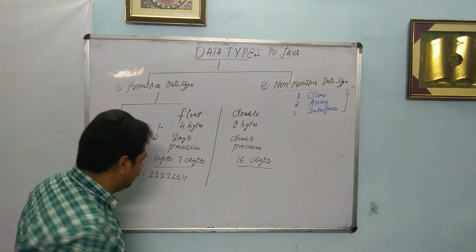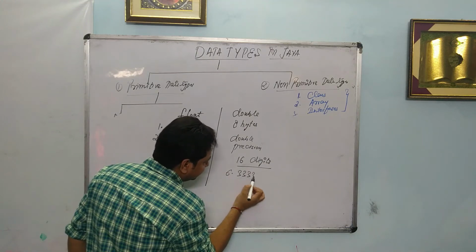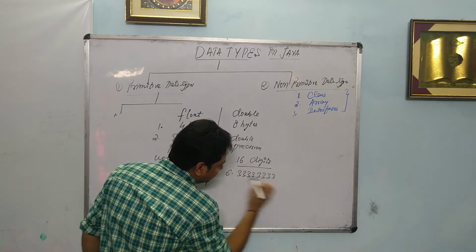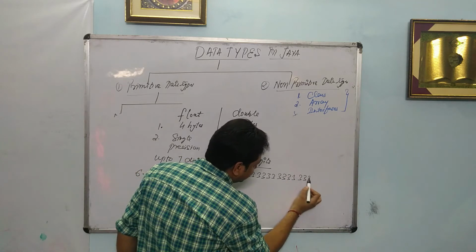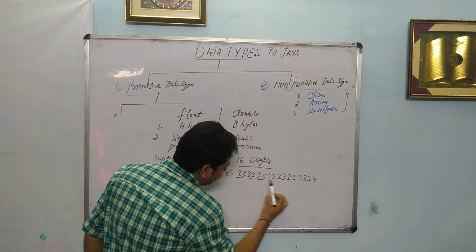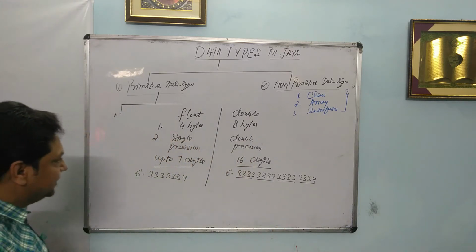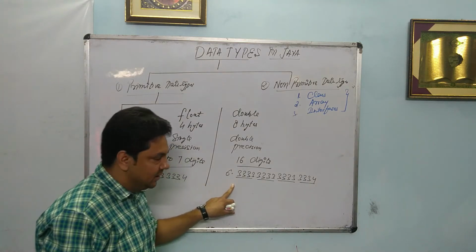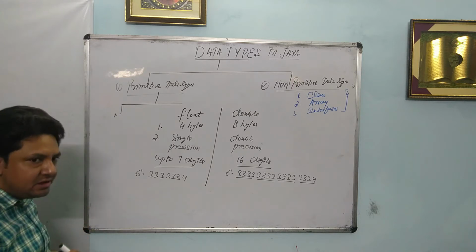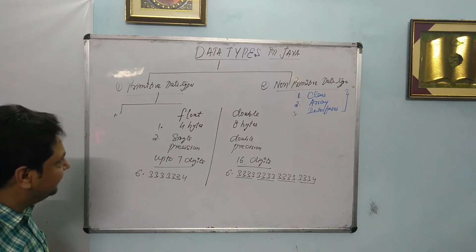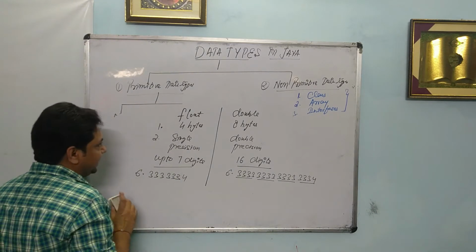If we talk about double, 6.333 and so on, 4, 8, 12 and 16 digits. So this is the extreme capacity of double, and this is the extreme capacity of float. According to the accuracy of data, we can choose either float or double.